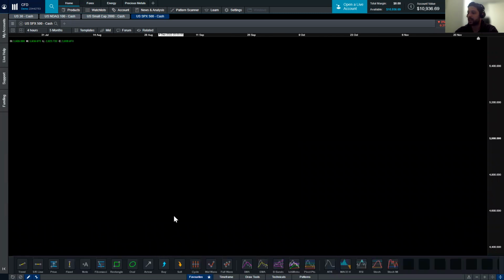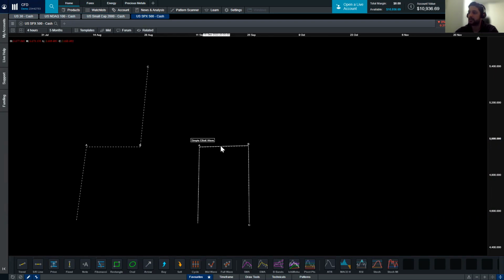Basically, market supply and demand formation falls into four categories. Category one is rally, base, rally. Category number two is rally, base, drop. So we are hitting the base area and then dropping back down.